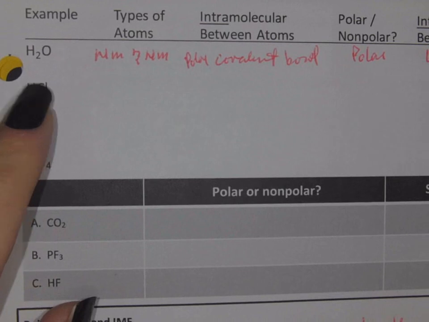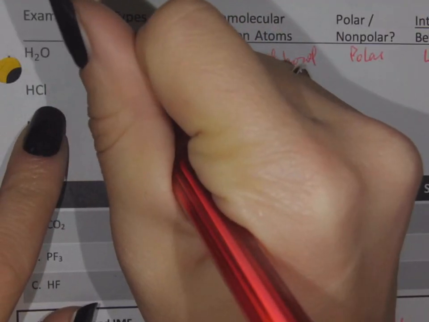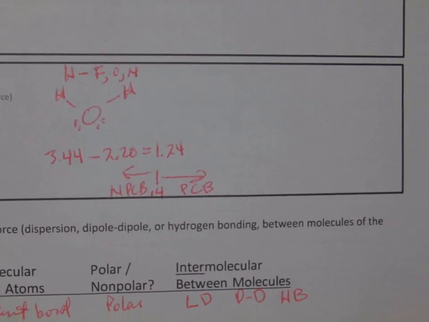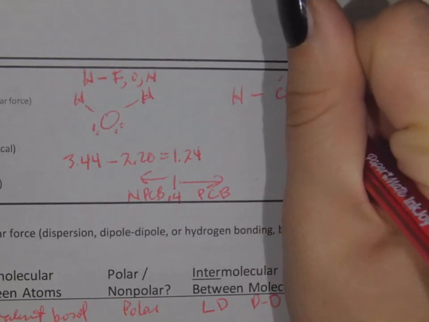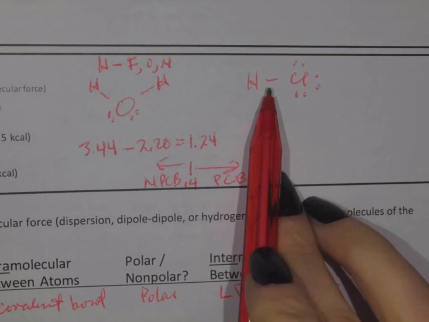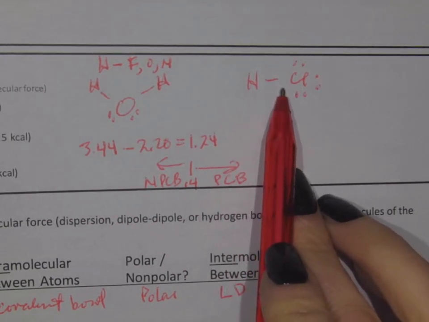HCl, hydrogen and chlorine. So we get a nonmetal and a nonmetal. So this is what the Lewis dot structure looks like. Hydrogen, chlorine, and then there's lone pairs around the chlorine. This bond we know is covalent because it's 2 nonmetals.